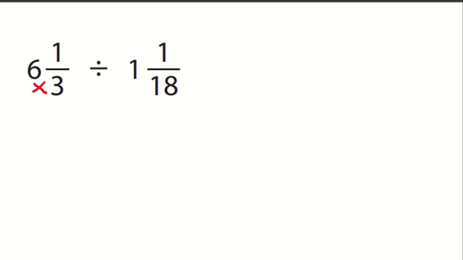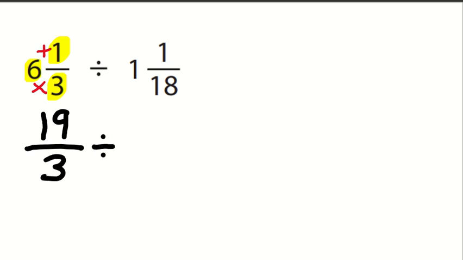So we're going to multiply, and then we're going to add. So we do 3 times 6 is 18, and then 18 plus 1 is going to be 19. So 19 is going to be the numerator, and the denominator stays the same. It stays 3. And now we're going to do the same thing with the other fraction. 1 times 18 is 18. And if we add 1 to that, oh, look at that, we got 19, you guys. So now we have 19 over 18.